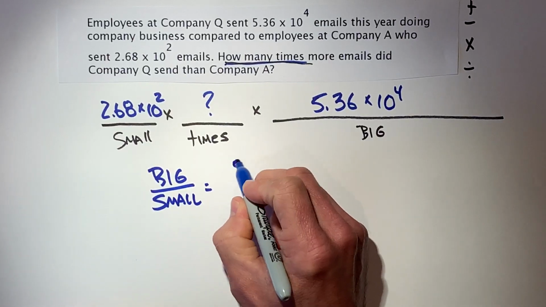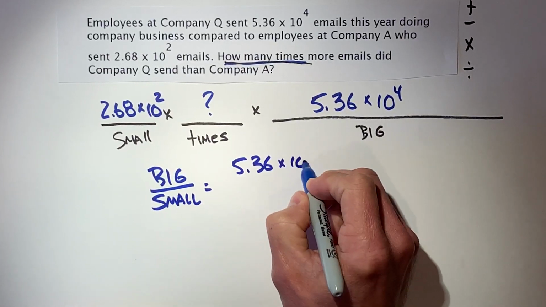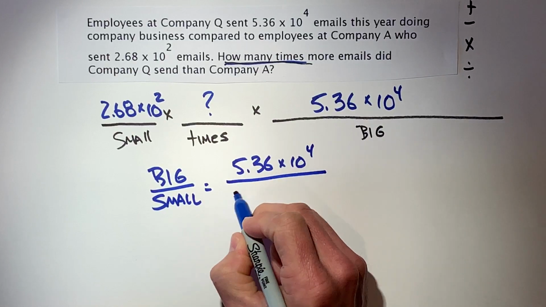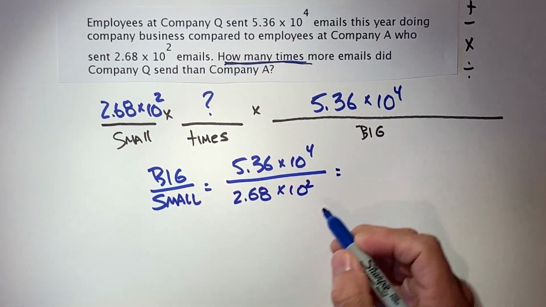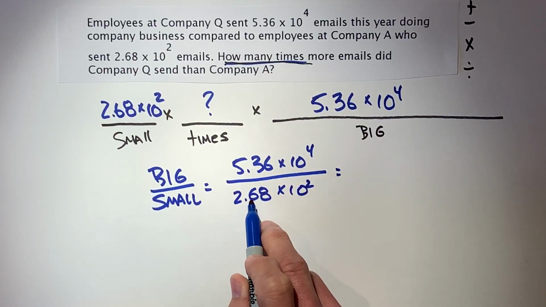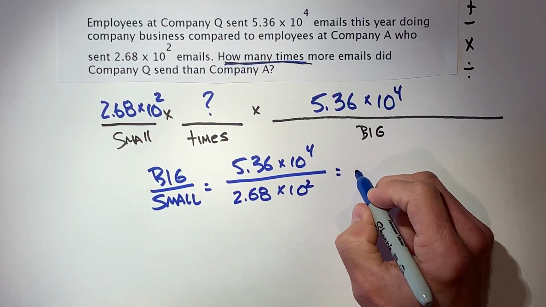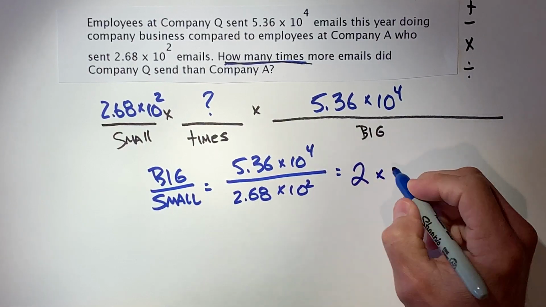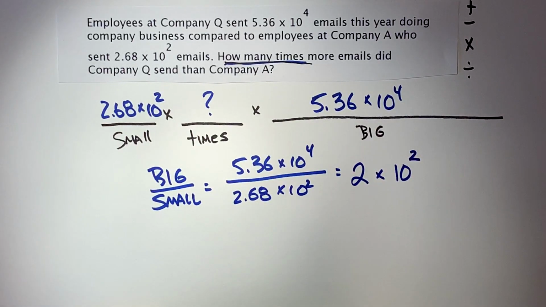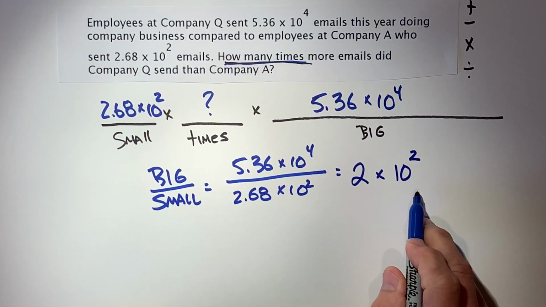So we'll go ahead and do that. 5.36 times 10 to the fourth divided by 2.68 times 10 to the second. Now I pre-did this problem. I know this number happens to go into 5.36 two times, which is really convenient. I also know 4 minus 2 is 2. So there's my answer in scientific notation.